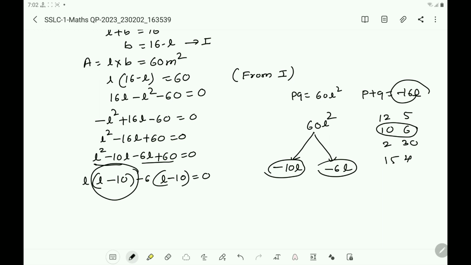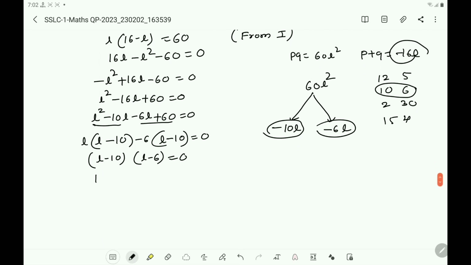And here again you got the common factor L minus 10. Write it in one bracket, and in the other bracket L minus 6, which is equal to 0. Equate each factor to 0. L minus 10 equals 0 or L minus 6 equals 0. Again you solve it. L equals 10 or L equals 6.